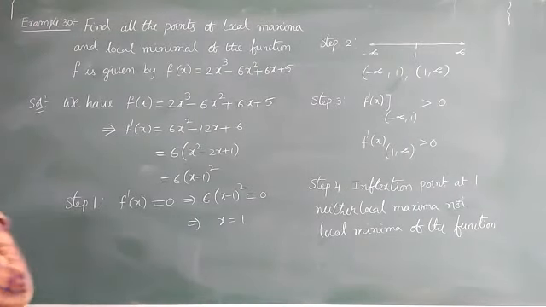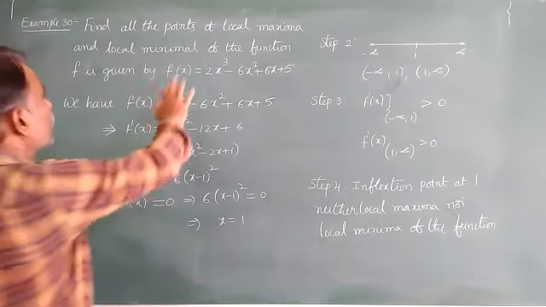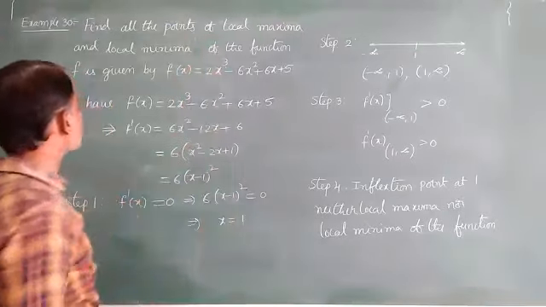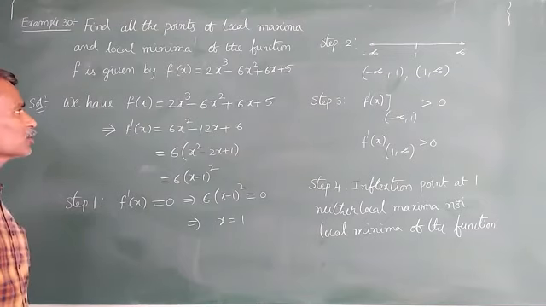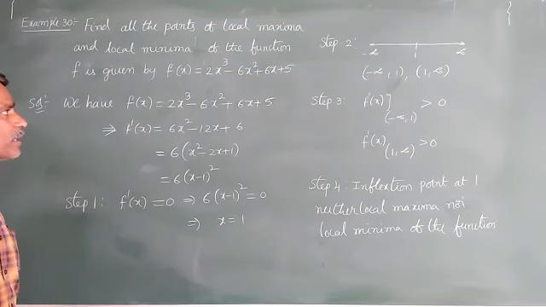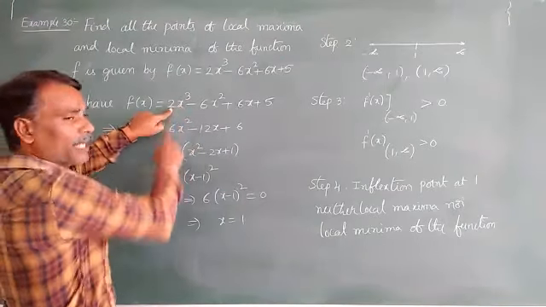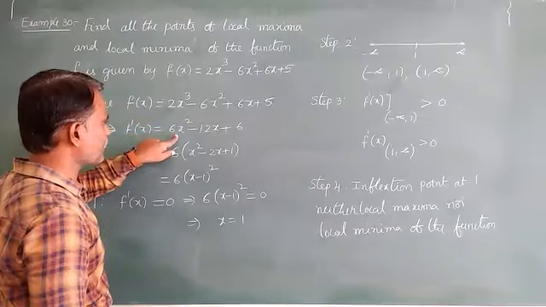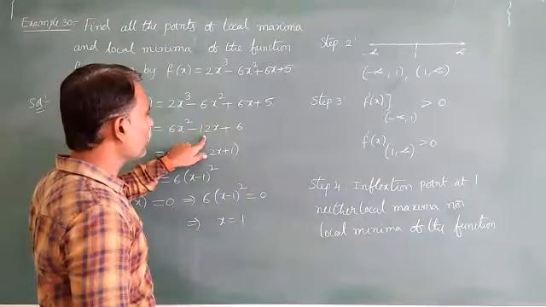Next example, students. Find all the points of local maxima and local minima of the function f given by f of x is equal to 2x cube minus 6x square plus 6x plus 5. Differentiate the function: f dash of x means 2 into x cube derivative 3x square, totally 6x square, minus 6 into x square derivative 2x, totally minus 12x.